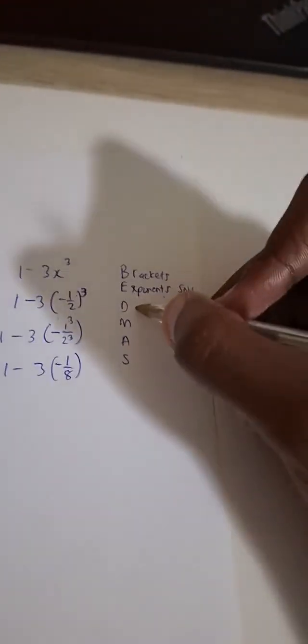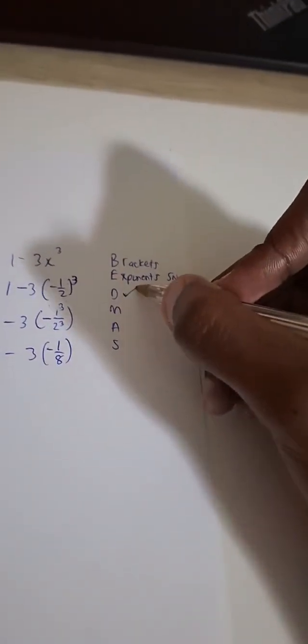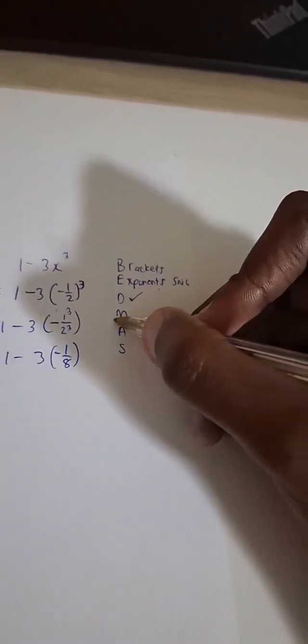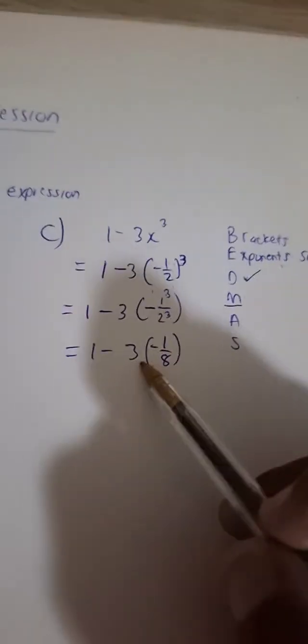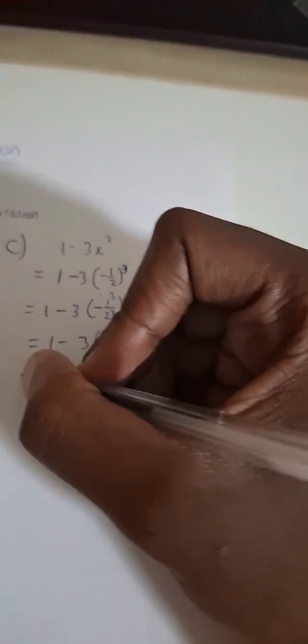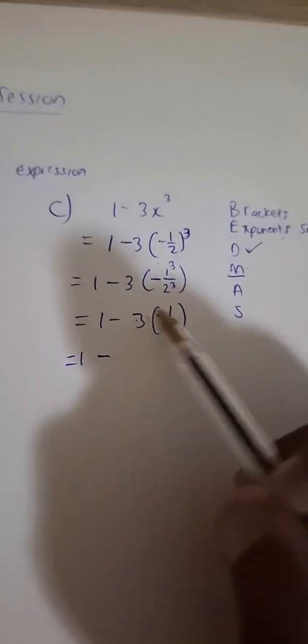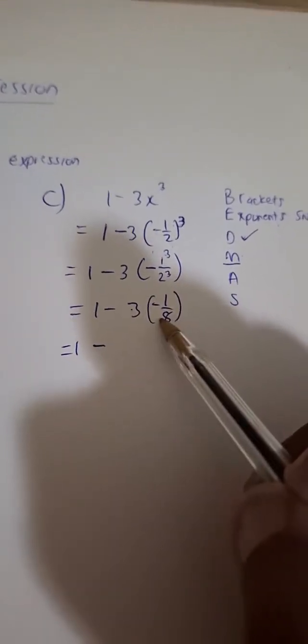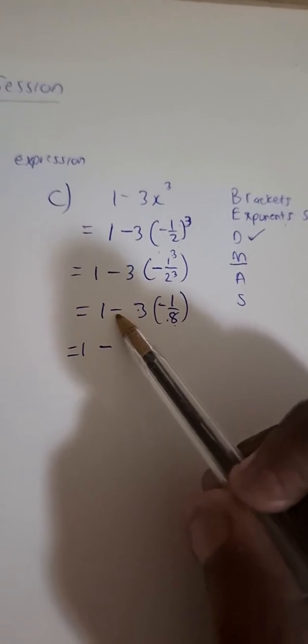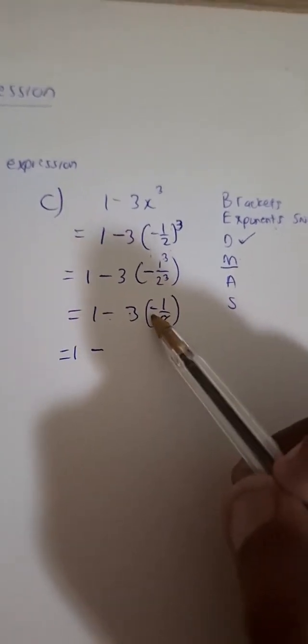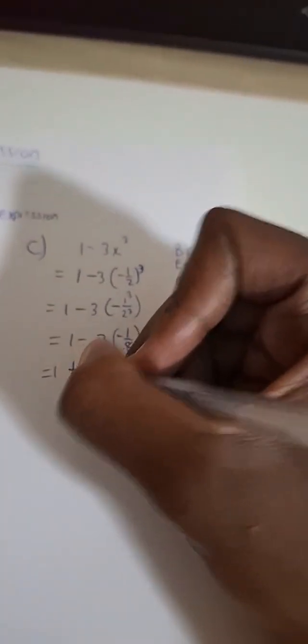Now we can move on to the next step, because we've exhausted the step of exponent. Is there division? No. Is there multiplication? Yes. Brackets mean multiplication. So this one needs to stand and wait still. Now we take the 3 and we multiply it with the negative 1 over 8. Negative 3 times negative 1 over 8 gives us positive 3 over 8.